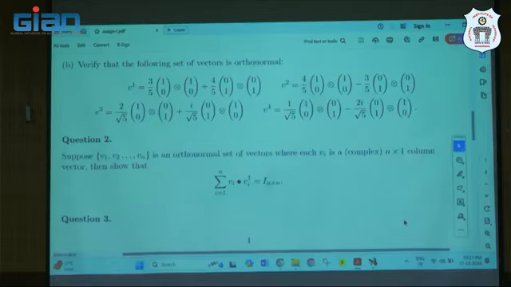Yes. Just for V1, what is the norm for V1? Yes, please come. You can erase that and you can write it there.